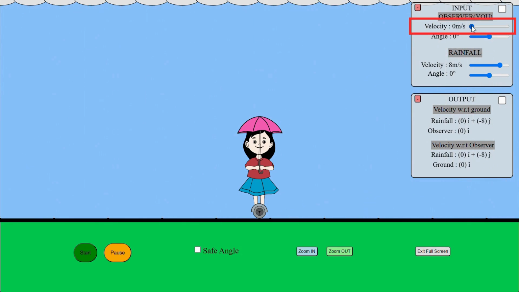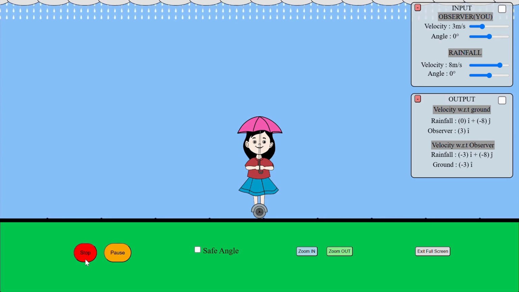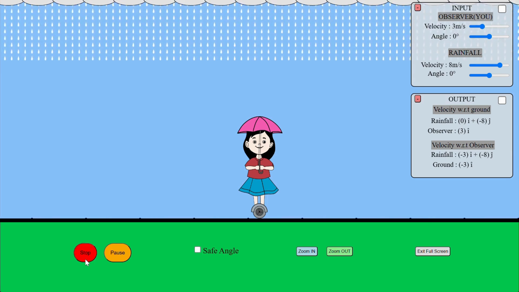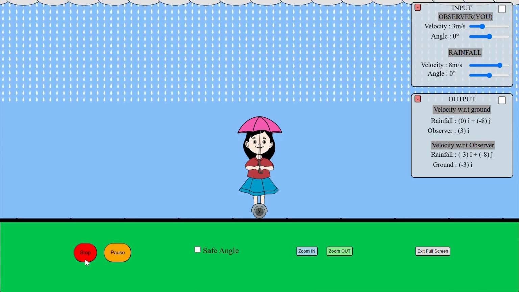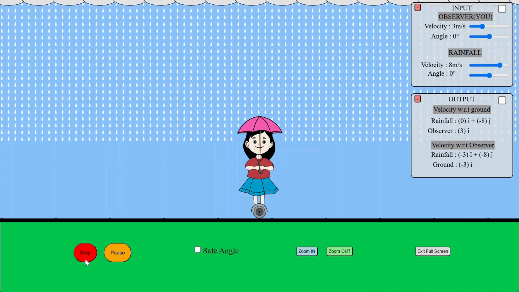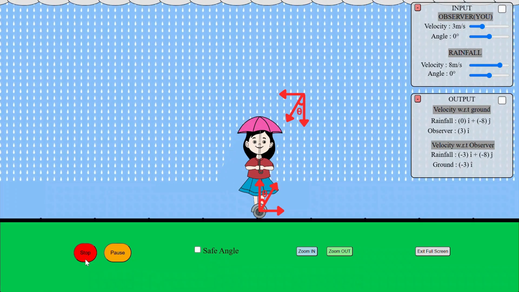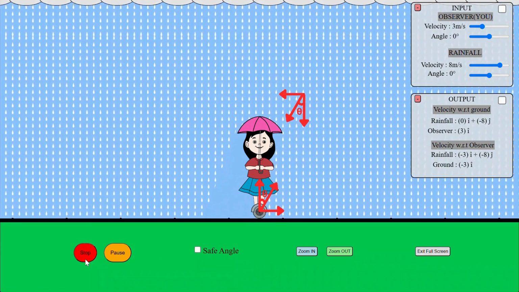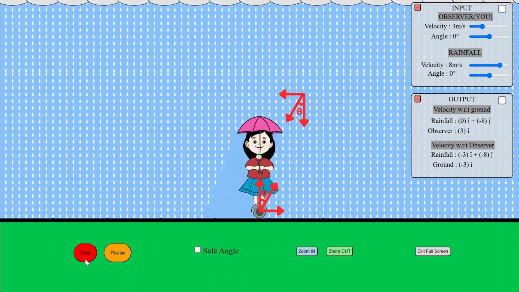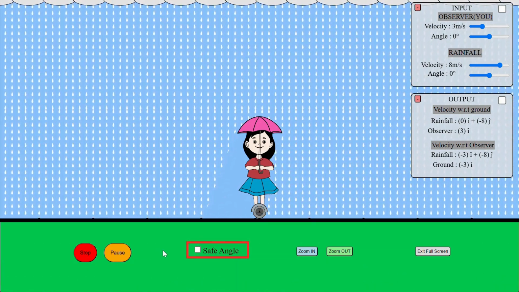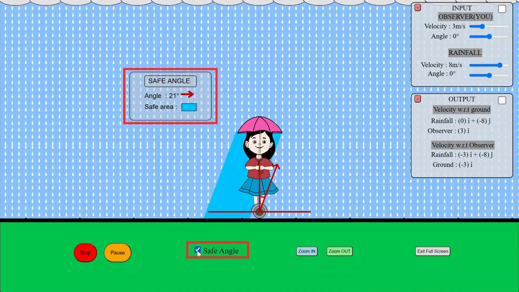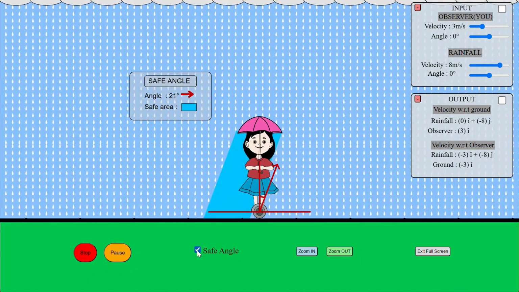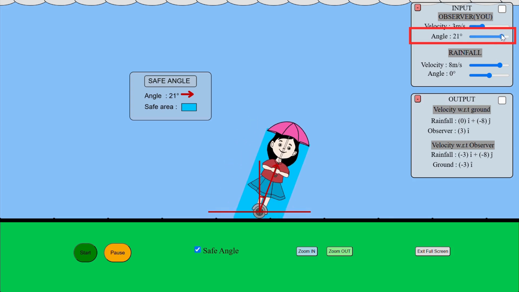Now, let's give some velocity to the observer. Now, what will happen? Can the observer still protect themselves from the rain? The answer is no. Now, you will observe that the rainfall appears at an angle. To protect yourself from the rain, you should hold the umbrella at a certain angle. So, we need to determine the correct angle at which you can stay protected. In this case, the safe angle is 21 degrees. Now, if we adjust the umbrella to this angle, you can see that the observer stays protected from the rainfall.